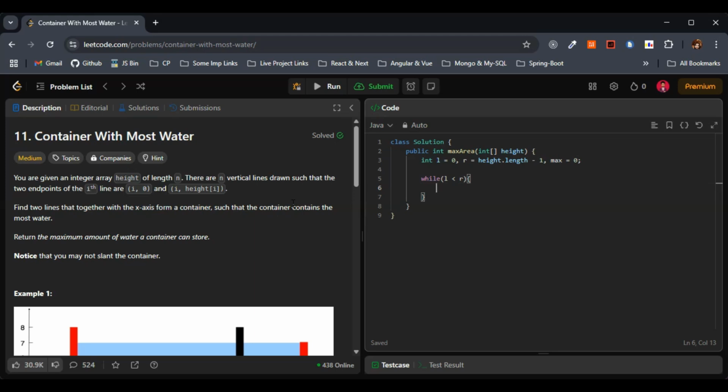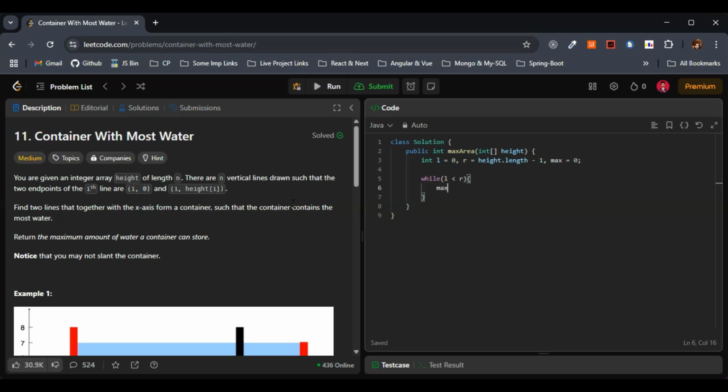We have discussed this in the approach. The formula was, if you remember, height equals min of height of L comma height of R. Let's calculate the area. We have to calculate the area between the two vertical lines every time, right? That's what we discussed. So we need to calculate the area here. Width equals R minus L. We know that width equals R minus L in this case. Height equals min of height of L comma height of R.